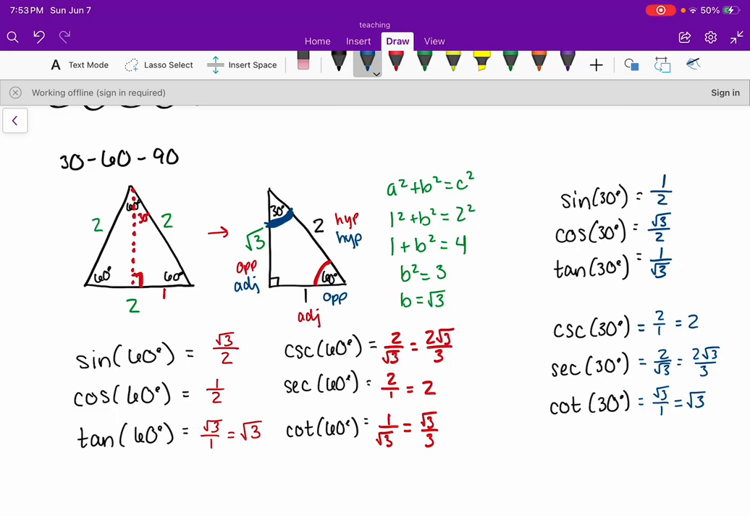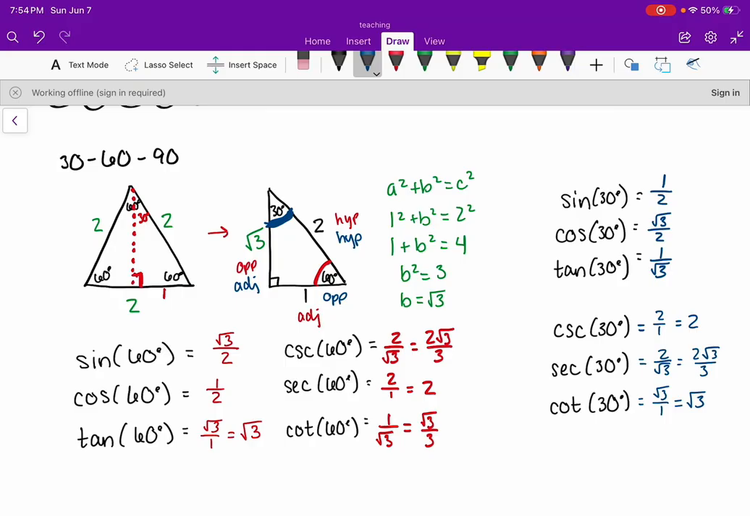Something I hope you are noticing here is that the sine of 60 is the same as cosine of 30. The cosine of 60 is the same as sine of 30. And you can kind of just see the other relationships happening here. It's just because all that changed is the opposite and the adjacent side. So it just kind of flipped it a little bit.